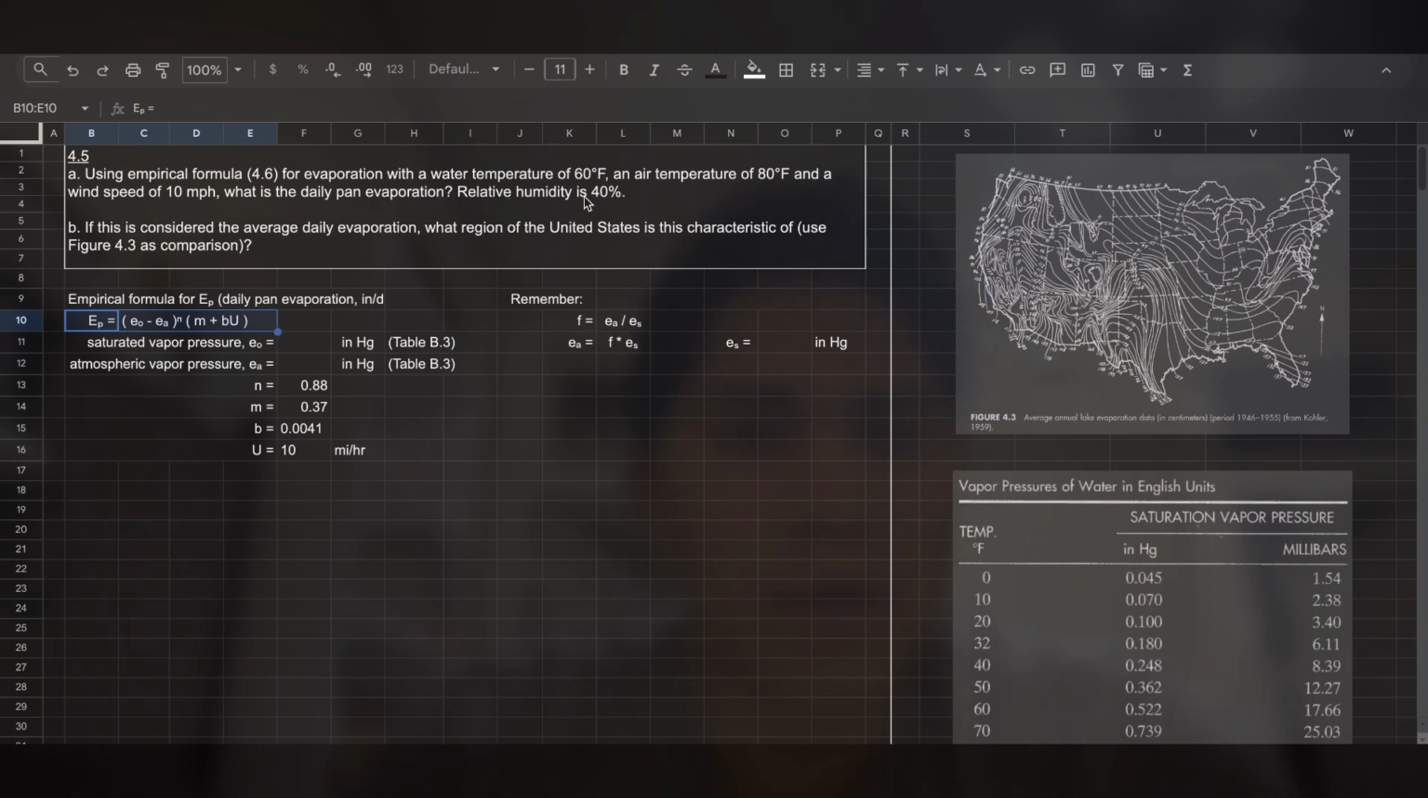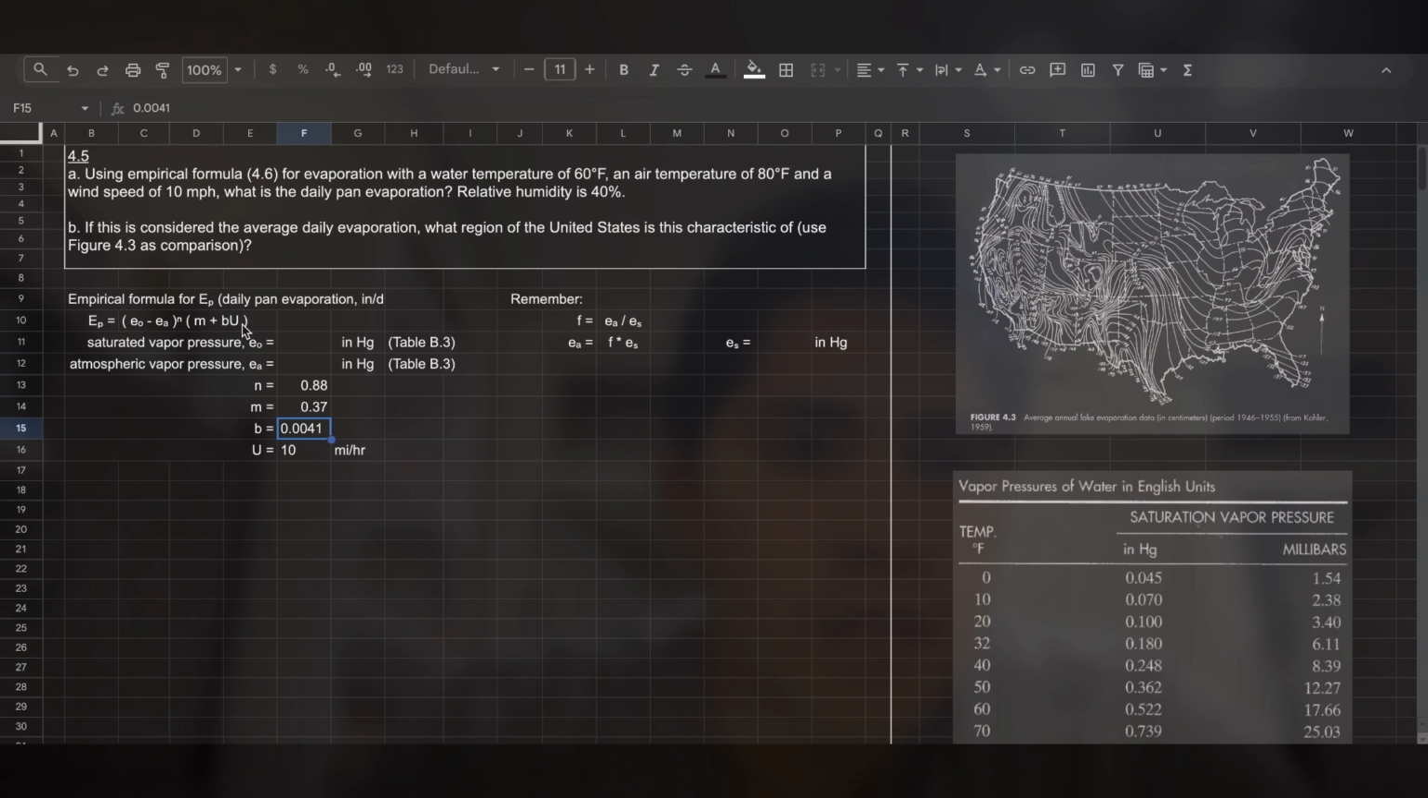We're given that the relative humidity is 40%. And then we need to do part B, which is a comparison. Let's start from solving part A. So we are given, this is the equation. The evaporation equals the saturated vapor pressure minus the atmospheric vapor pressure to the n, and the book gives us already a value. So these n, m, and b are constant values that you can find in the book. I already put them in here.